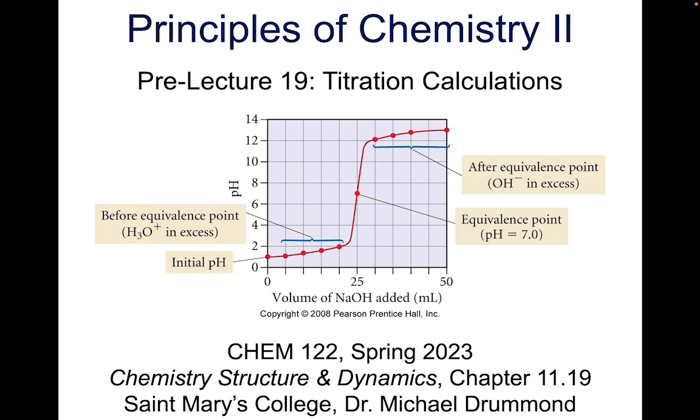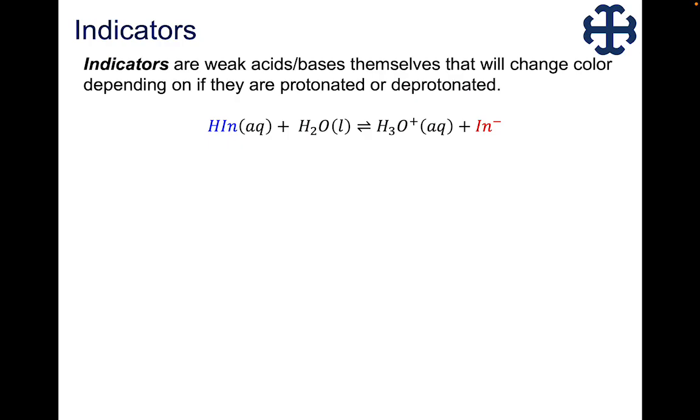This should be a really quick one. We're just going to talk about indicators. So what is an indicator? It's something that you have used in lab at this point, likely phenolphthalein. And what happens is the indicators themselves are going to be weak acids or bases that will change color depending on whether they are protonated or deprotonated.